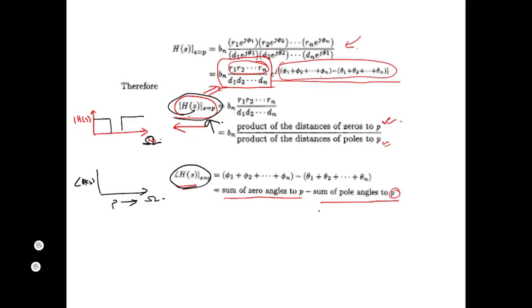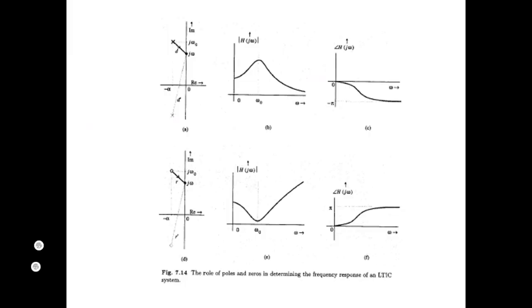Okay, so by summing all those angles to that particular frequency point, and subtracting the sum of the pole angles to the point P, we can also get the phase response. Okay, so this is the key idea.